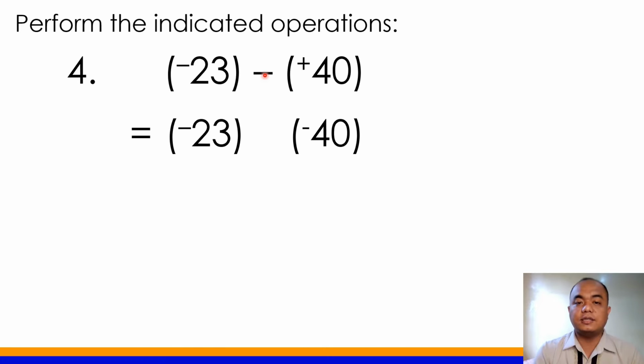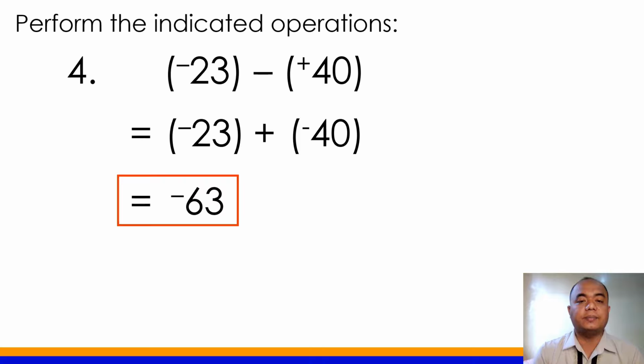But then, we will change this to addition. Yan. So, kung addition na, i-apply din natin yung concept in adding integers. Sa kung saan, basta magkaparehas ang kanilang symbol or sign, then proceed talaga sa addition. 23 plus 40 ay magiging 63. Okay? So, of course, negative yung sign niya kasi negative yung numbers na ating na-add. Ito yung final answer natin.